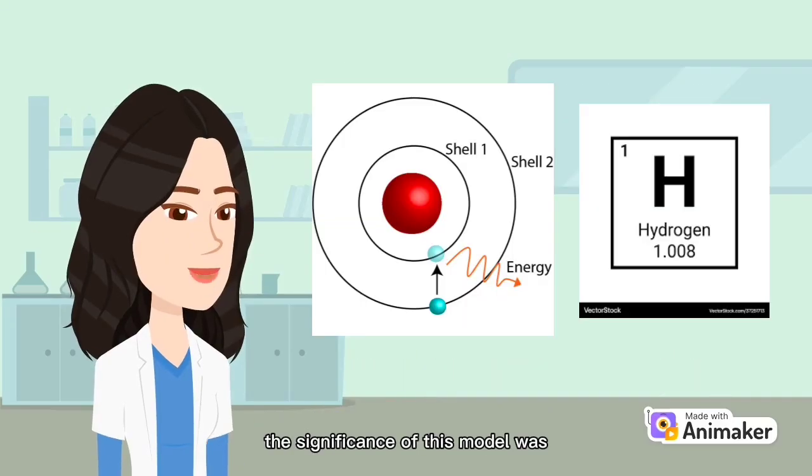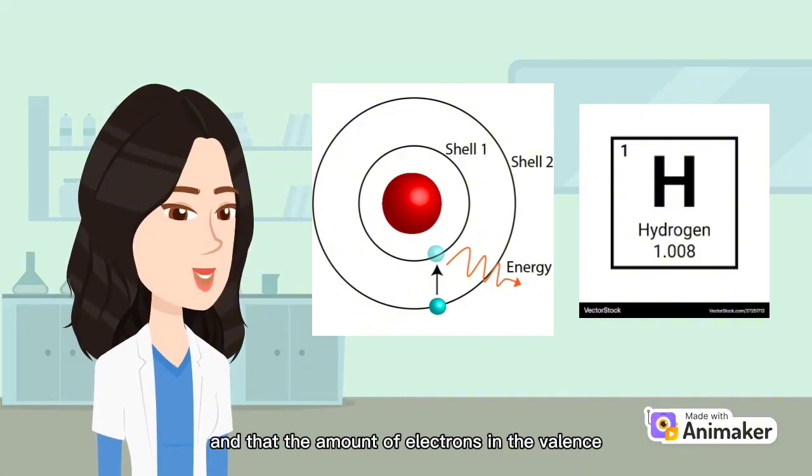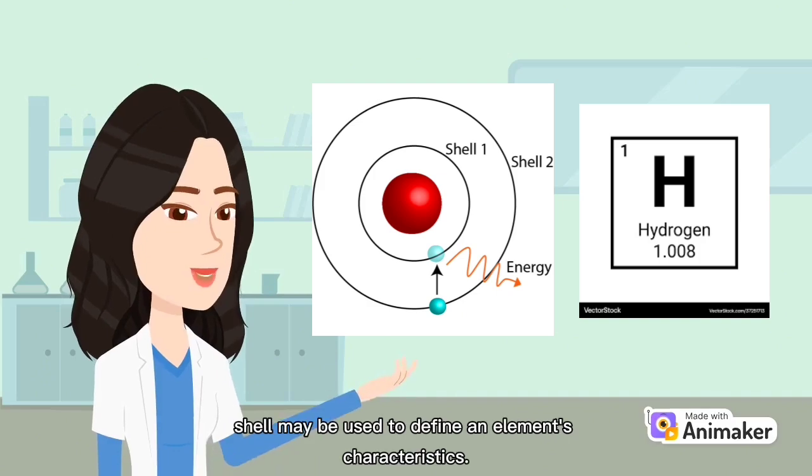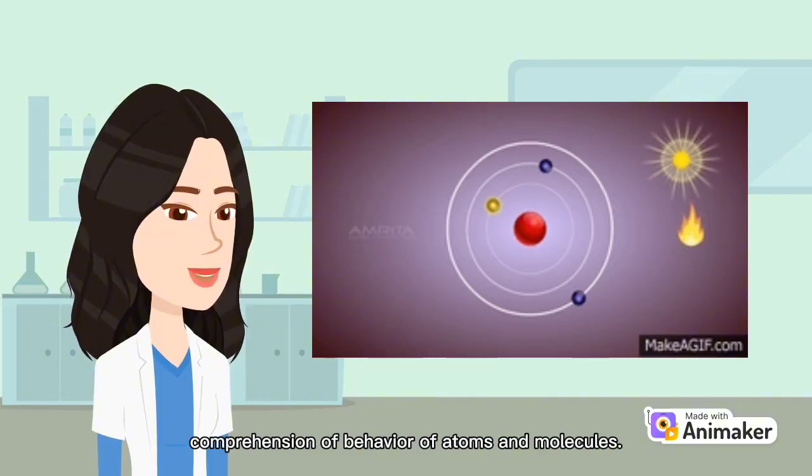The significance of this model was that Bohr was the first to discover that electrons travel in various orbits around the nucleus, and that the number of electrons in the valence shell may be used to define an element's characteristics. The Bohr model offers a more thorough comprehension of the behavior of atoms and molecules.